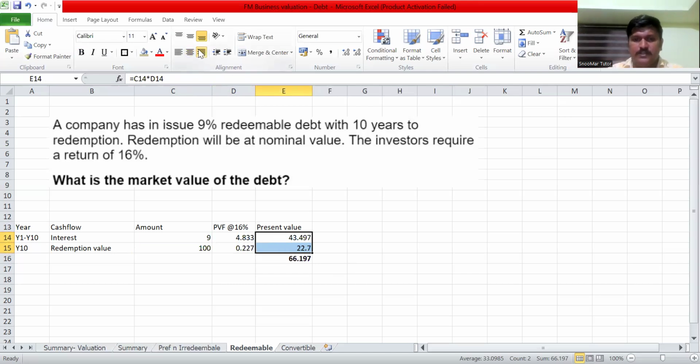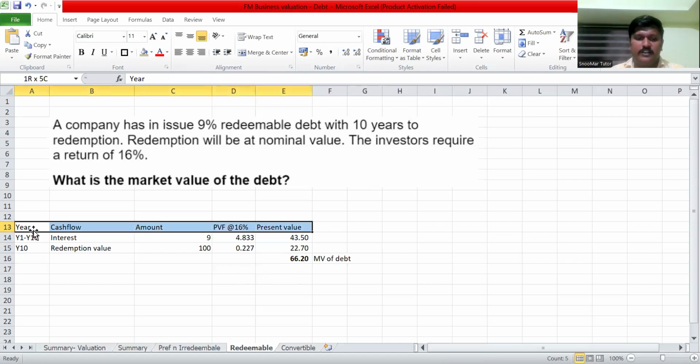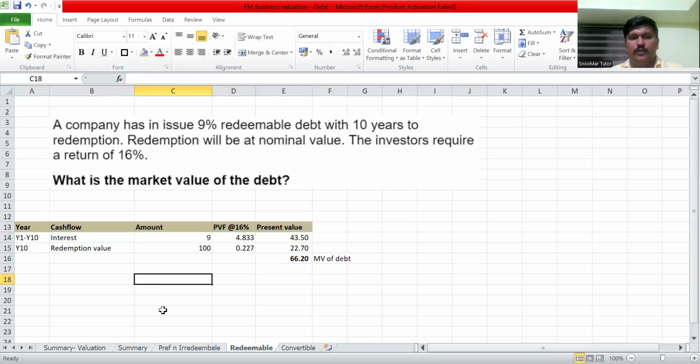The figures can be rounded to two decimal places. So 66.20 would be the market value of the debt now. We need to focus on two things. One, you need to follow this format: your cash flow, the amount, present value factor, and the present value. If you use this format, you can get the value here.